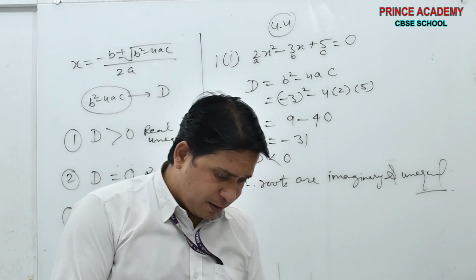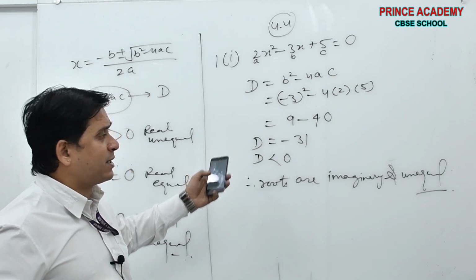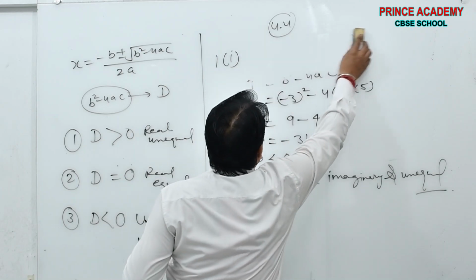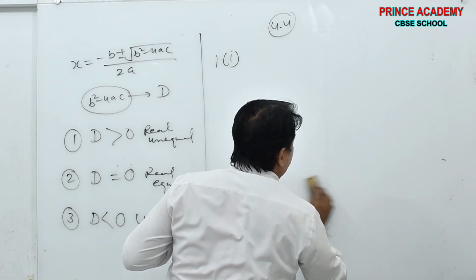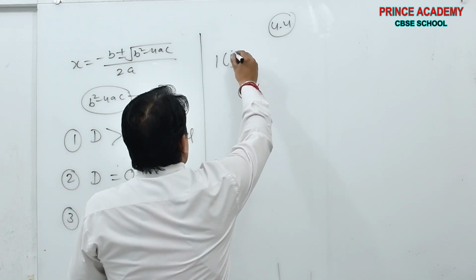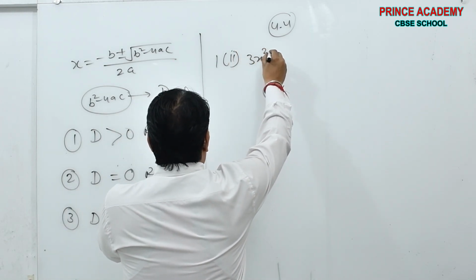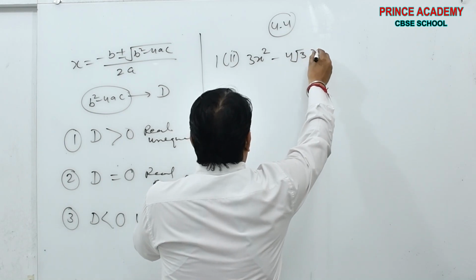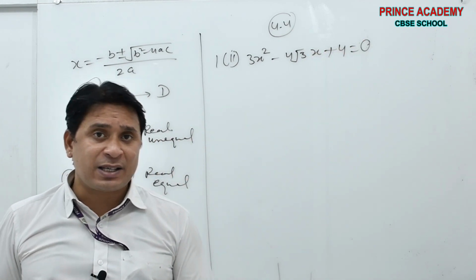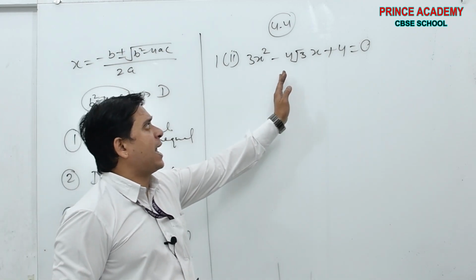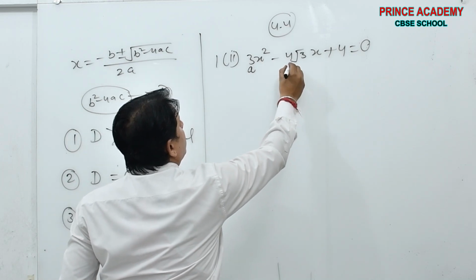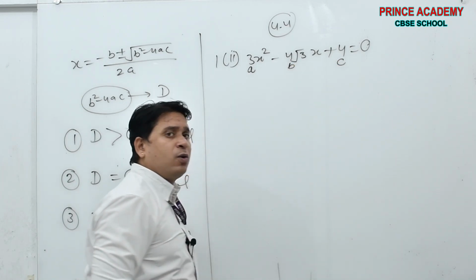Okay, question number 1 part second. Take the screenshot. Question number 1 part second we are going to discuss. The third you will do by yourself. See, 3x square minus 4 root 3 x plus 4 is equal to 0. See beta, A, B, C. Yes or no?